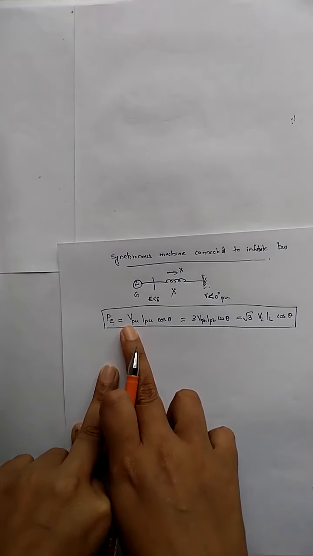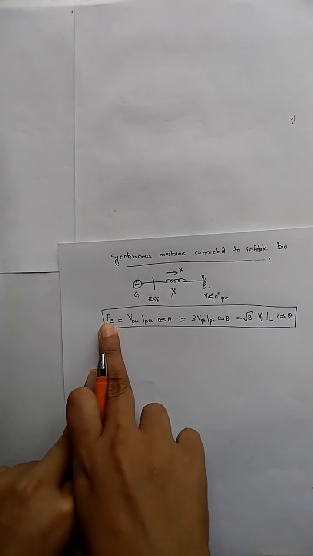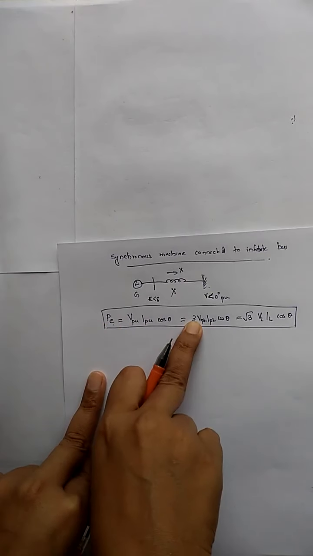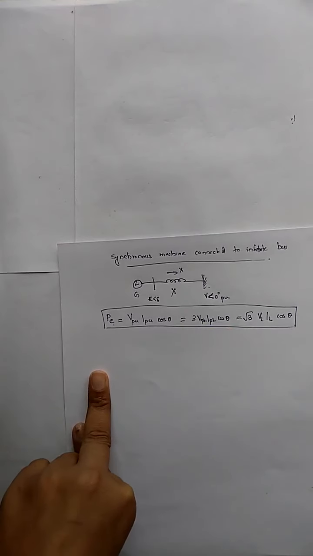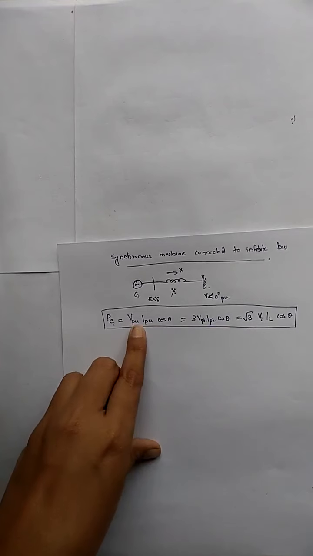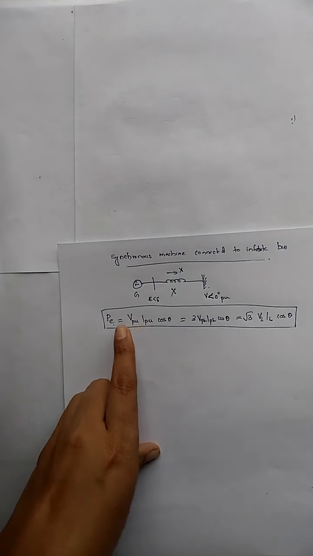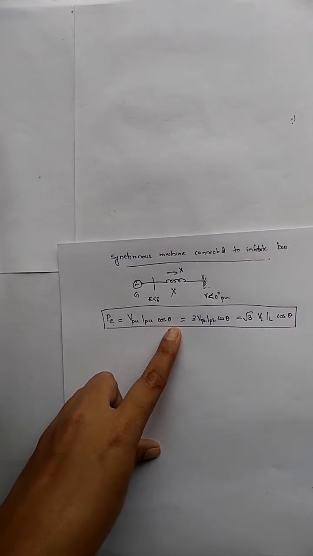If the question gives V per unit and I per unit with cos theta, then we can directly find the power. If phase values are given, then we have to multiply by 3, or if line values are given, then we can use the same equation. I just want to tell you that whether the system is single phase or 3 phase, we can get our active power in per unit by multiplying V per unit into I per unit into cos theta.